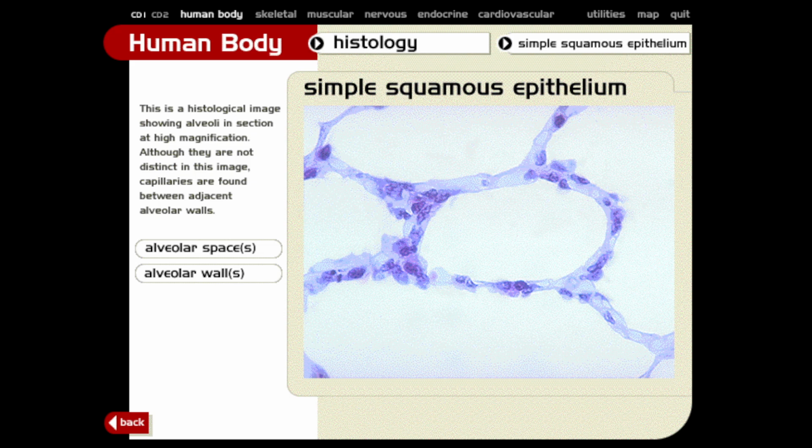This is a histological image showing alveoli in section at high magnification. Although they are not distinct in this image, capillaries are found between adjacent alveolar walls.